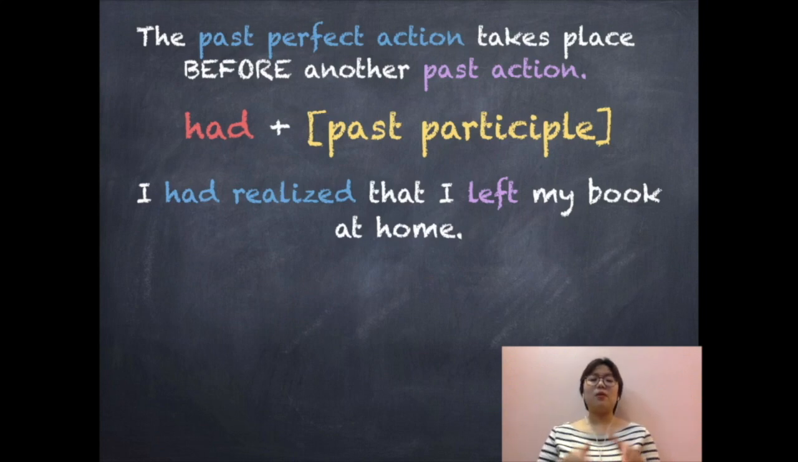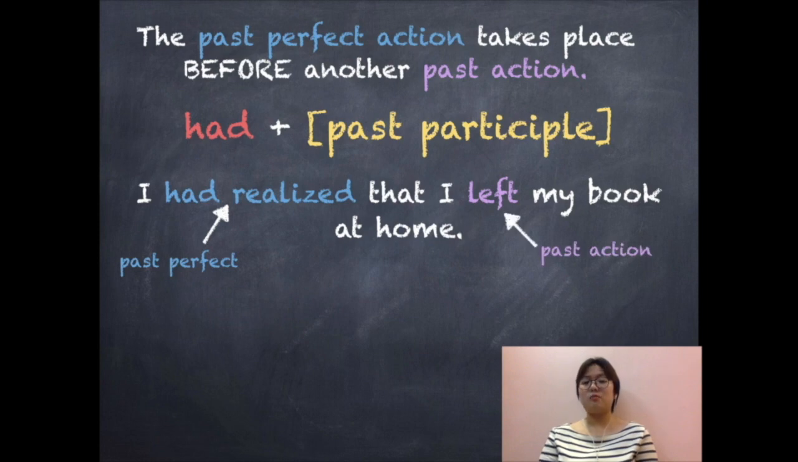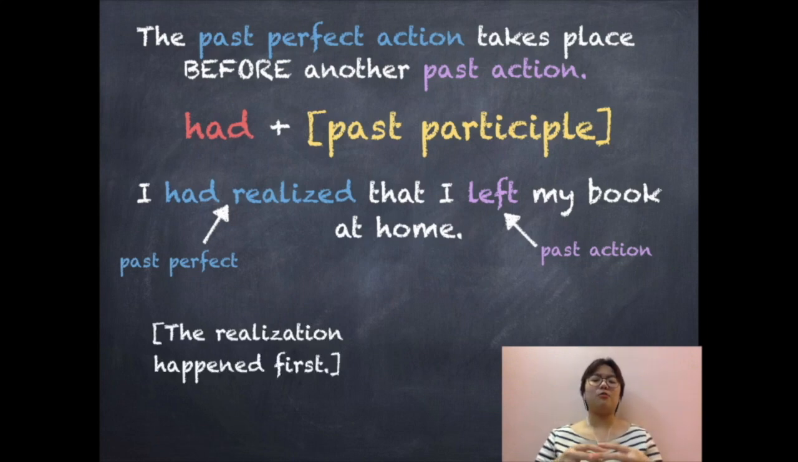So in this example, I had realized that I left my book at home. Had realized is the past perfect, and left is the past action. So the past perfect action takes place before another past action. This means the realization happened first. It began and ended before another past action, which is left.